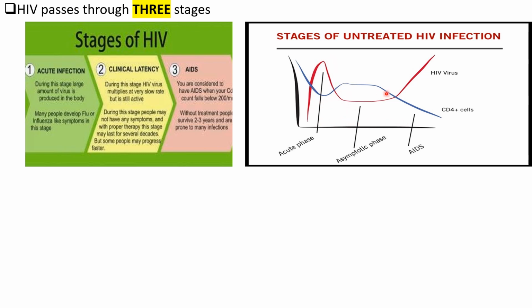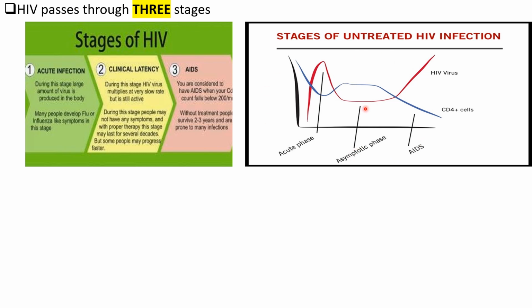Here two curves are presented in different colors. One is red, another one is blue. The red colored curve represents the HIV virus, the blue colored curve represents the CD4 plus cells. Here CD means cluster of differentiation. CD is a glycoprotein present on the surface of the T helper cells. They are one type of white blood cells fighting against infection. Further on we will talk about this type of cells also.